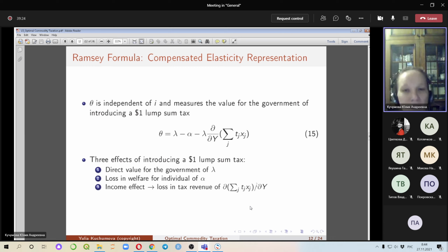In the model, there is no lump sum tax. There are only consumption taxes. But the meaning of theta is what would be the effect if we would, right? We don't do that, but if we would take a $1 lump sum tax from the individual and give it to the government. So it's about an alternative way of looking at things. Okay, I got it. Yes, good.